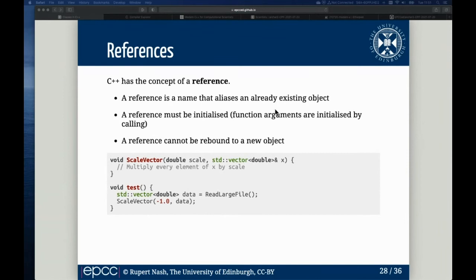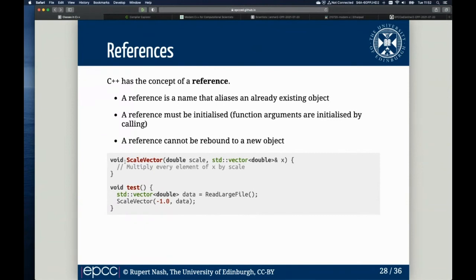And this reference has to get initialized. For example, function arguments are initialized when you invoke them. And a reference cannot be rebound to a new object. To do this, you qualify the type of the variable with an ampersand that goes after the type and before the variable name.